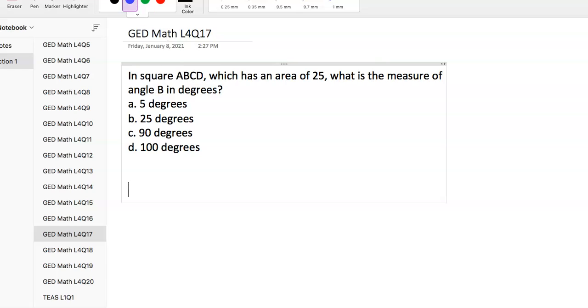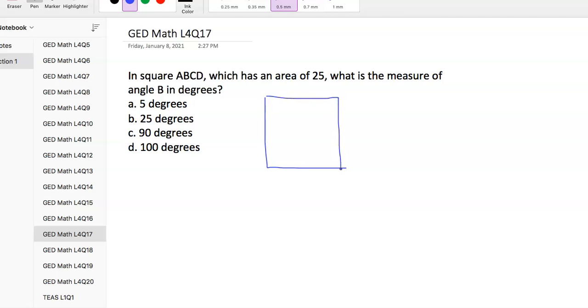Okay, this one's easier. Of course, easy and harder are just relative to whether you're familiar with what they're asking you. With a square, it says square ABCD has an area of 25, what is the measure of angle B in degrees? The area of 25 is completely useless information. They're just asking us about angles. In a square, you have 4 right angles. This is what happens for every square. And a right angle is 90 degrees. That's all you've got to do. That was an easier one. All we needed to know was that there are 4 right angles in a square, and every right angle is 90 degrees. There's your answer.